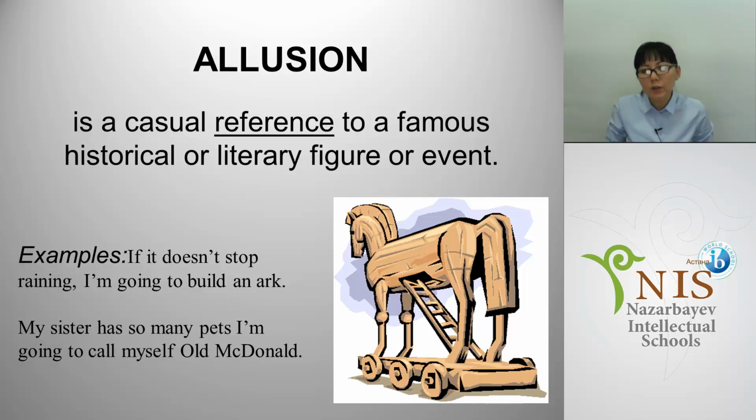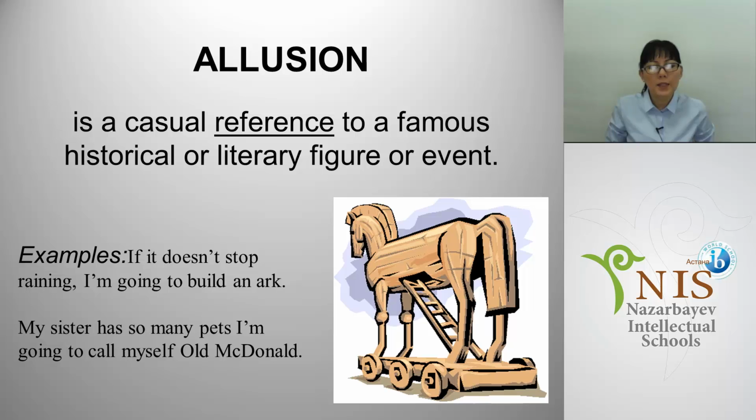And here there's a picture of this horse, the Trojan horse. And if it doesn't stop raining, I'm going to build an ark. So there is an allusion. So we know that the ark was built, and our background knowledge helps us to understand that the character wants to emphasize something, that it was very important, or he was tired of this.